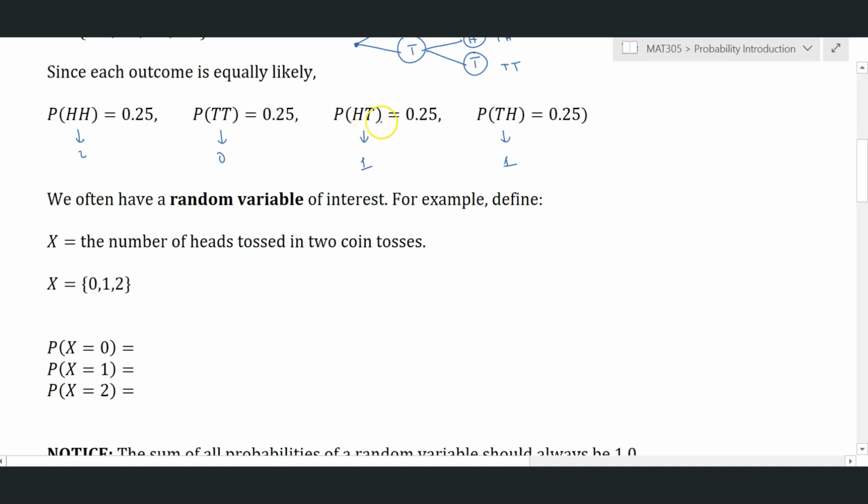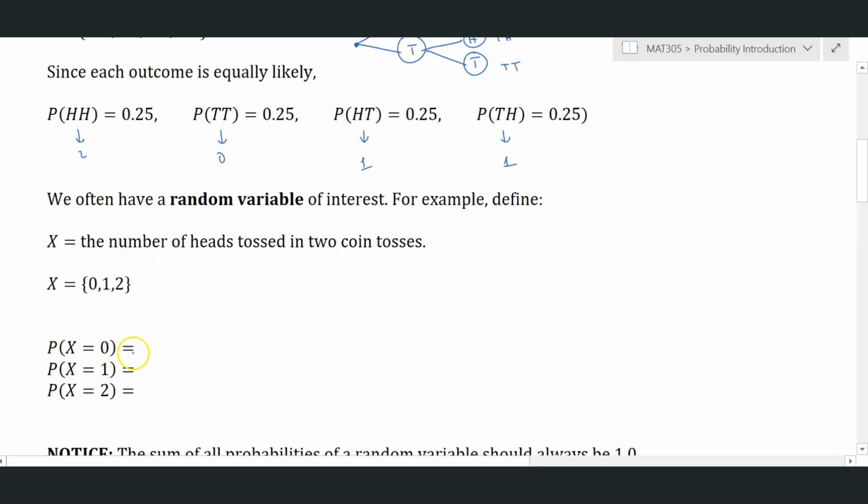This is heads first, then tails, or you could toss a tails first and then a heads. So our random variable can be written as a set of the values that random variable can be assigned. Well, that random variable could be 0, it could be 1, or it could be 2. You can't toss more than 2 heads, and you can't toss fewer than 0 heads in 2 coin tosses.